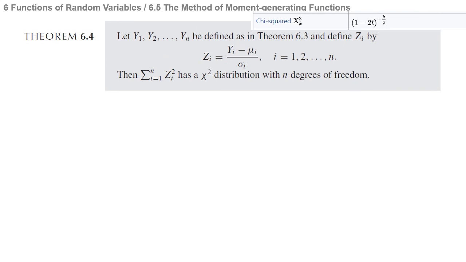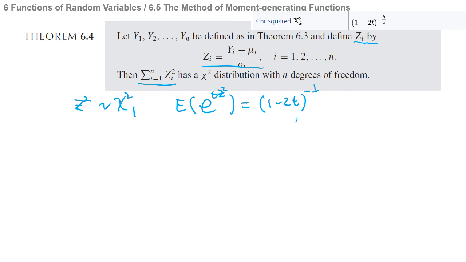Okay, let's move on to theorem 6.4. Let y1 to yn be defined as in theorem 6.3 and define zi by this thing. So zi is a standard normal random variable. Then the sum of i equals 1 to n of zi squared has a chi-square distribution with n degrees of freedom. And previously in the example, z squared follows the chi-square distribution with 1 degree of freedom. The MGF for z squared at t is 1 minus 2t to the minus 1 over 2. And that's what we know.